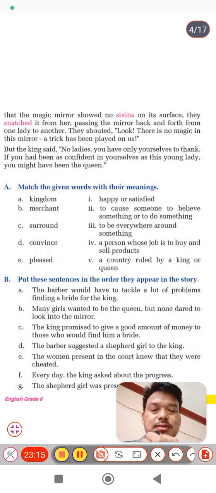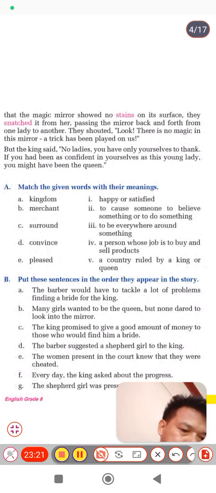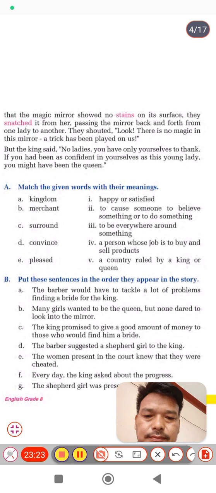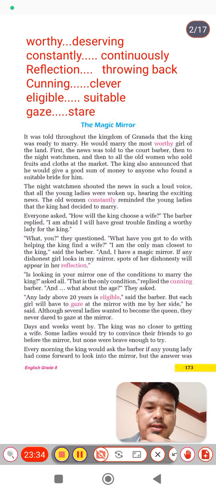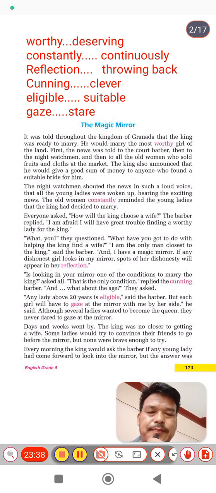So with that, this is all about the story of the magic mirror. In this story, students, what we have read is that it was not a magic mirror. Actually, it was a trick.